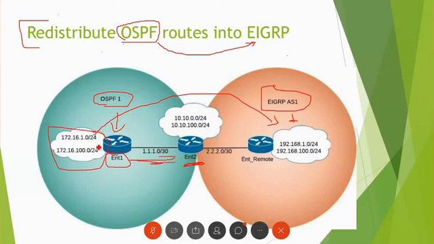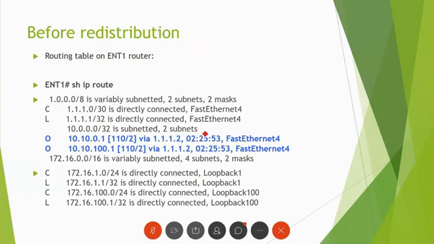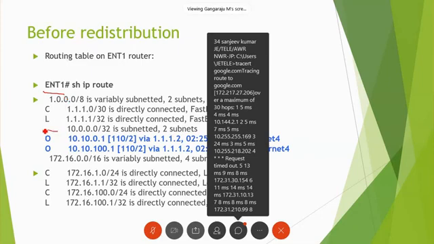So these routes will come automatically into this router. But this router cannot send them to this router because they don't have OSPF. But between this ENT router and the remote router, there is another protocol, EIGRP. EIGRP doesn't exchange routes into OSPF automatically and OSPF routes don't exchange into EIGRP automatically. Manually, the administrator has to push those routes via redistribution commands. So you can see the ENT1 router has only OSPF routes.